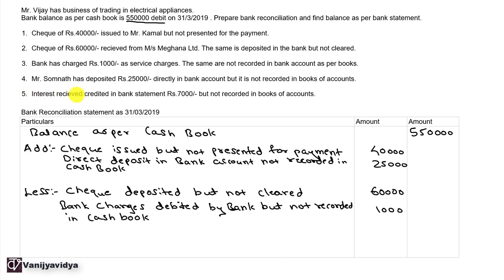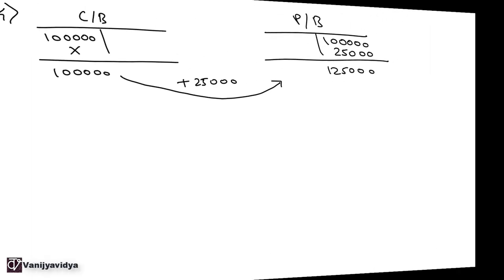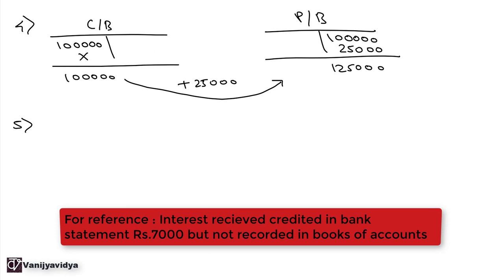Fifth, interest received credited in the bank statement, rupees 7,000, but not recorded in the books. So we have received some interest, it has been credited in your bank statement, but the same is not recorded in the cash book. Let's prepare a working note for this. Transaction 5, cash book, passbook.